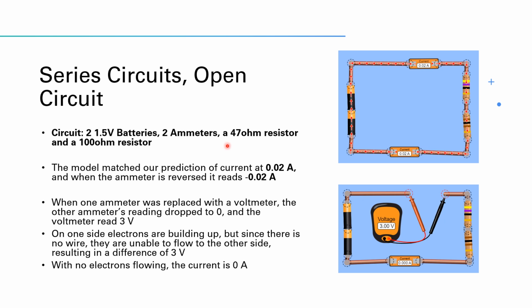For the next part, we removed an ammeter and replaced it with a voltmeter. Since the circuit is now open, the current reading is 0. All the electrons are built up on one side of the wire, so the voltmeter reads a potential difference of 3 volts.